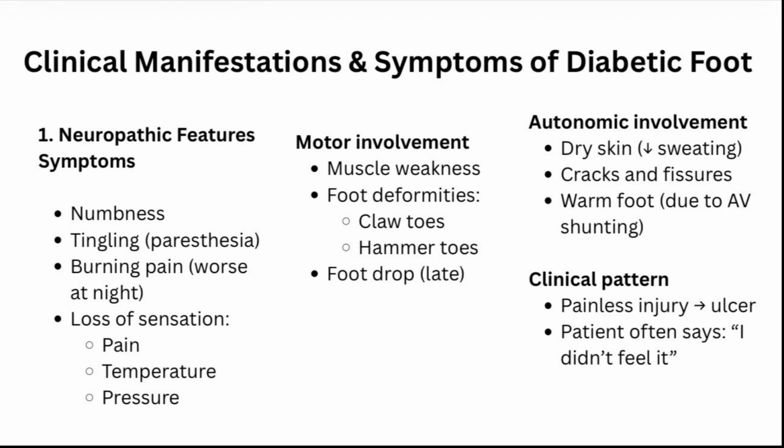As neuropathy progresses, there is loss of sensation, including pain, temperature, and pressure. Motor involvement leads to muscle weakness and foot deformities such as claw toes and hammer toes. In advanced cases, foot drop may occur. Autonomic involvement causes dry skin due to reduced sweating, leading to cracks and fissures. Interestingly, the foot may appear warm due to arteriovenous shunting. A key clinical pattern to remember is that injuries are often painless, and patients frequently say, "I didn't feel it."